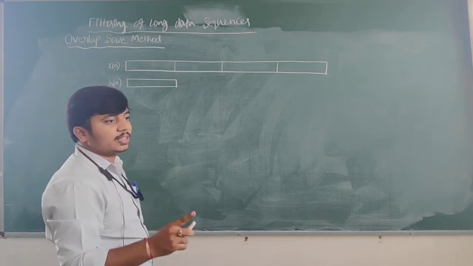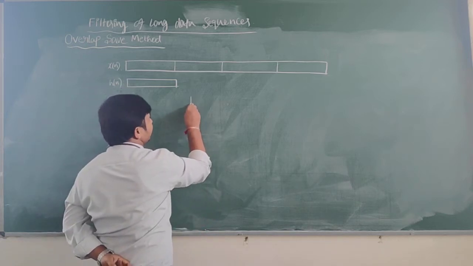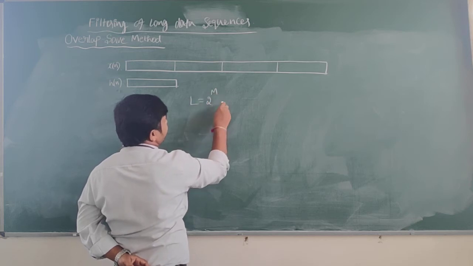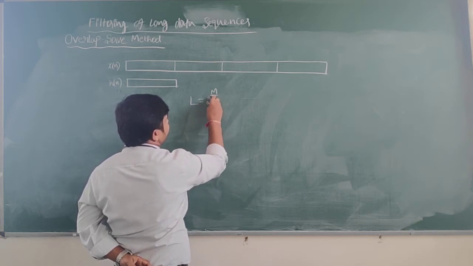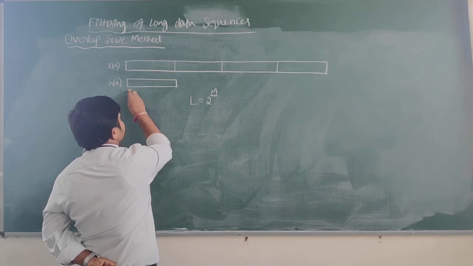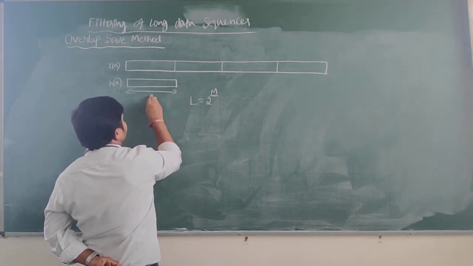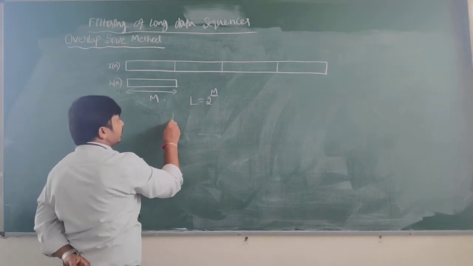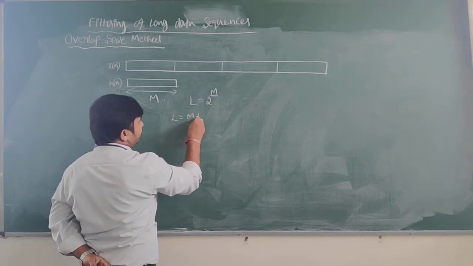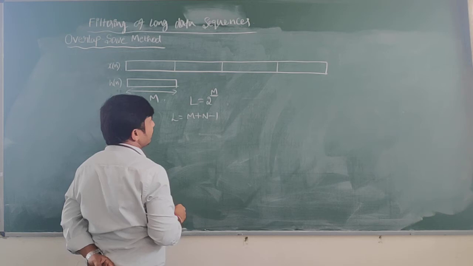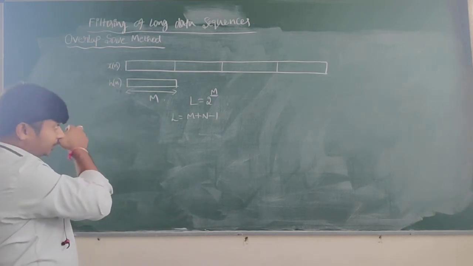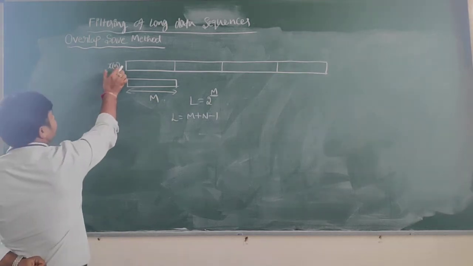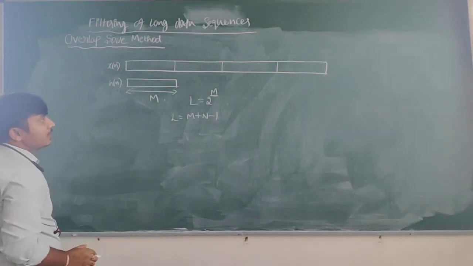So what is the length of the block? The length of the block is equal to 2 power m, where m is the length of the h of n sequence. And we also know that L is equal to m plus n minus 1. So this x of n is split into several blocks.